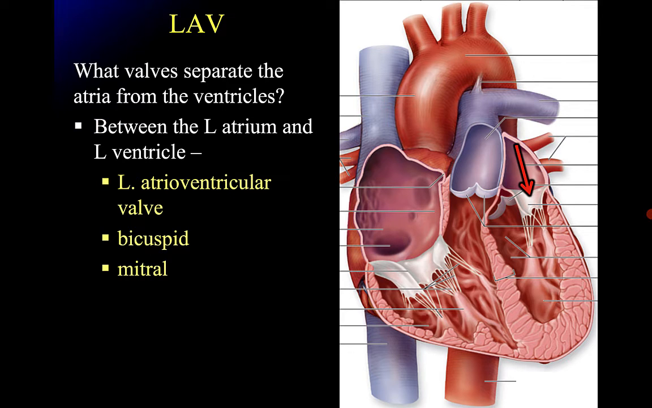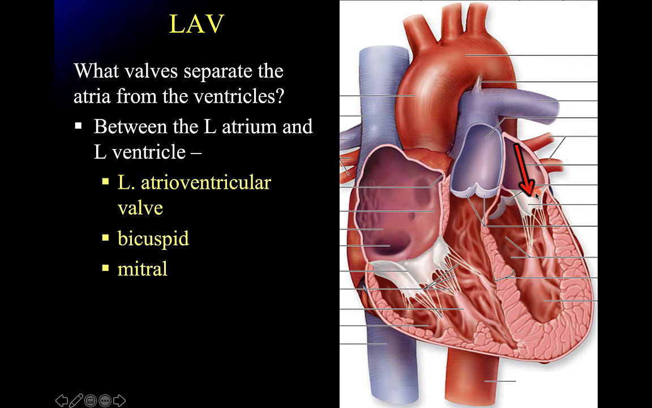All right, so let's take a look at these valves. We're going to begin with the left atrioventricular valve. The left atrioventricular valve has 2 other names. This is also the bicuspid valve because it has 2 flaps, and the mitral valve because if held upside down, it looks a little bit like a mitre. That's kind of a classic bishop or pope's hat.